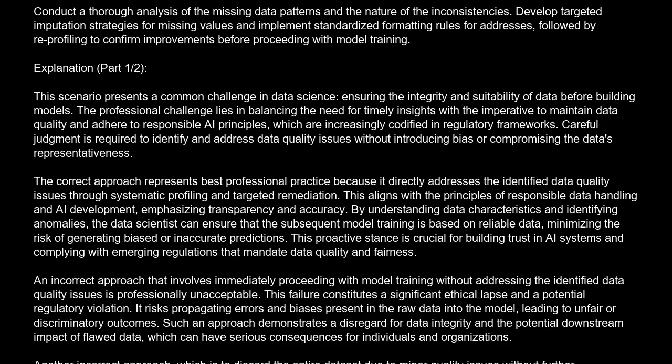The correct approach represents best professional practice because it directly addresses the identified data quality issues through systematic profiling and targeted remediation. This aligns with the principles of responsible data handling and AI development, emphasizing transparency and accuracy.